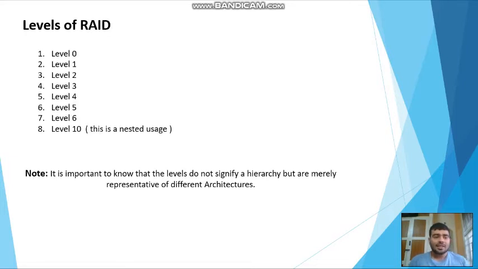So these are the various levels of RAID, starting from level 0 to level 6, which are the common levels, while level 10 is a special characteristic of RAID, which is the nested level properties. An important thing to note before we proceed is that these levels do not signify a particular hierarchy, but are only indicative of different architectures that exist.